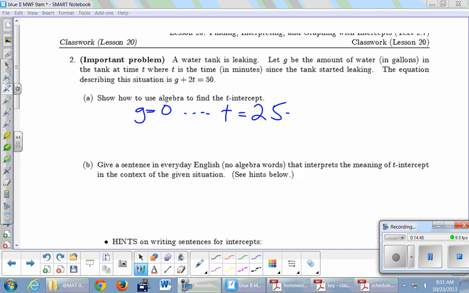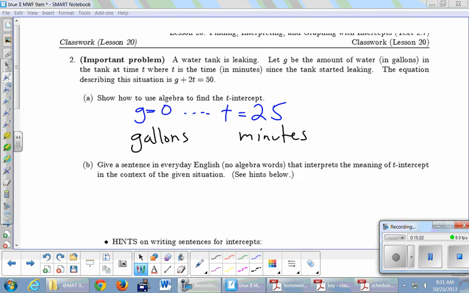And so I think that when it comes to writing the sentence, writing the units for each of these numbers will help you. What were the units for g? It was 0, but what was g measured in? It was gallons. So that was 0 gallons. And what was t measured in? It was time, but what were the units? It was minutes. So your sentence had better incorporate the 25 minutes and the 0 gallons.